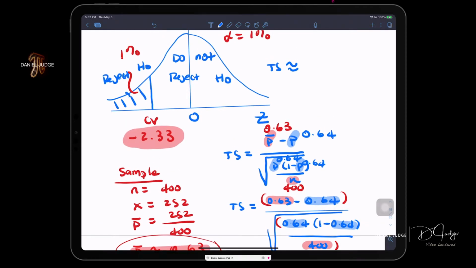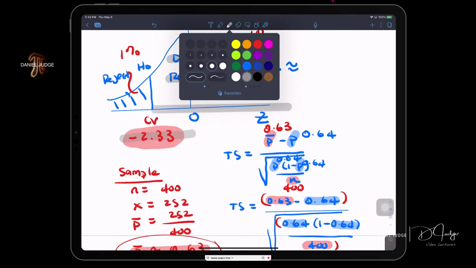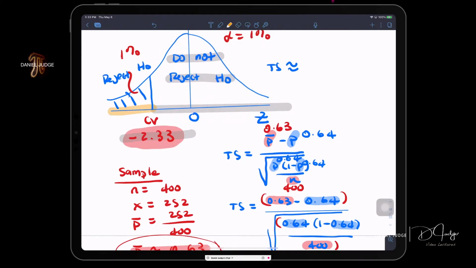This is important here. You got to know how to read this real number line. Any test statistic that's larger than negative 2.33, do not reject the null. It has to be bigger than that to not reject the null. If the test statistic is smaller, to the left of your critical value of negative 2.33, then you reject the null.